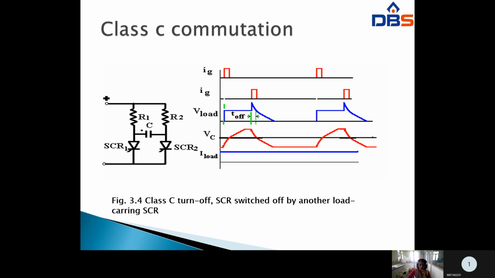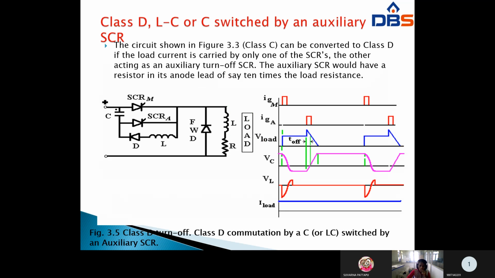So the load currents will be constant. Okay. And next, class D commutation. So class D, or LC or C switched by an auxiliary SCR. Okay. So class D commutation is also called LC circuit, or C switched by an auxiliary SCR.